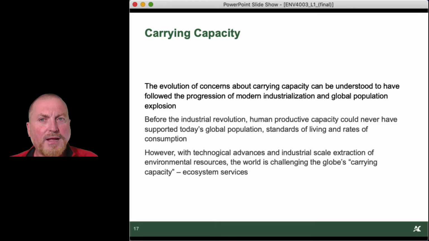However, with technological advances and industrial-scale extraction of environmental resources, the world is challenging the globe's carrying capacity and its ecosystem services. Okay. It's virtually impossible to dispute this, right? We are exploiting resources and we are killing off species at a rate much faster than we ever have in human history. And if we were to continue to live like this for another 100 years, it's going to be a pretty dystopic environment that we're living in, unless we bring about changes over that 100-year period to mitigate the negative impacts we're having on both the built environment and the natural environment. Okay.